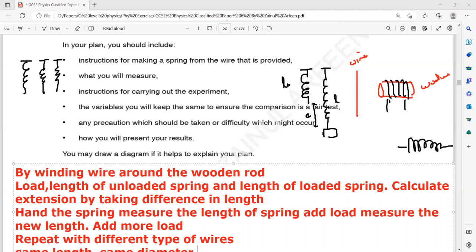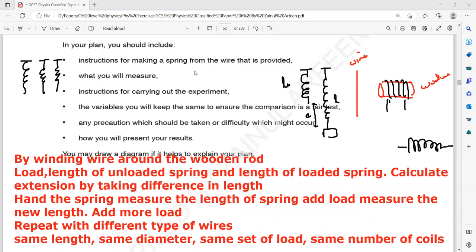Can it be? Yes, like deformation, it can deform, so we must make it the same. So the same set of load, as I mentioned. Same diameter, same number of coils. The number of coils which we use should also be the same.